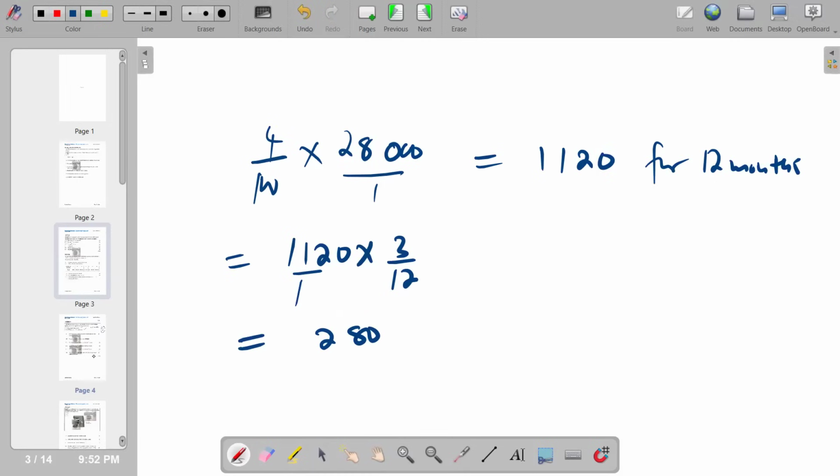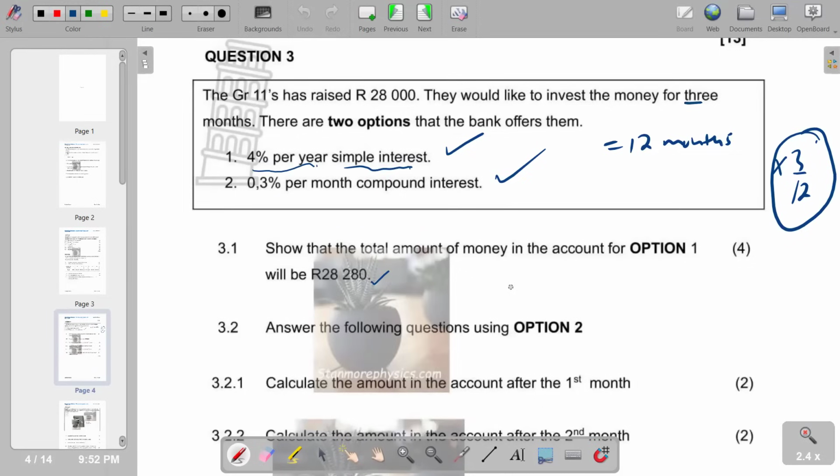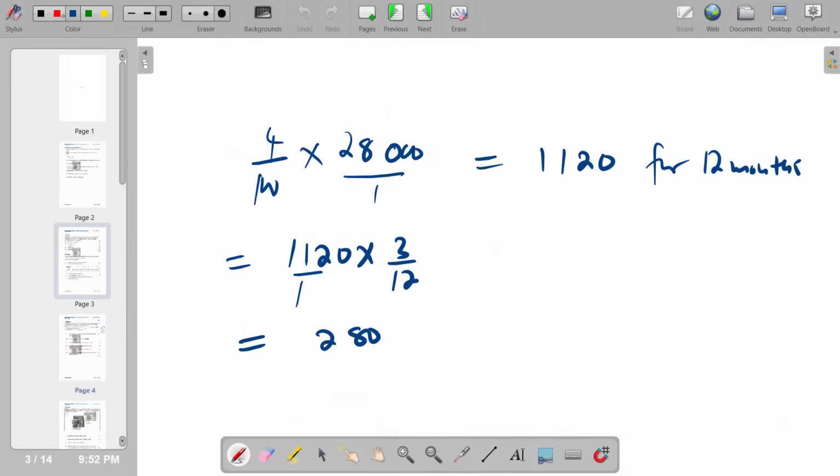So going back to our question, it requires us to calculate the total amount of money in the account. We should verify that it will be 20,208. Of course, now we add 20,000, which is the principal. It becomes the total amount.